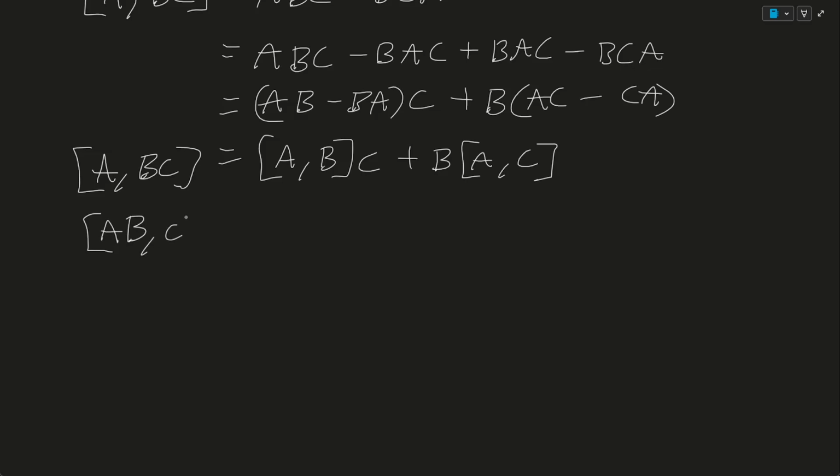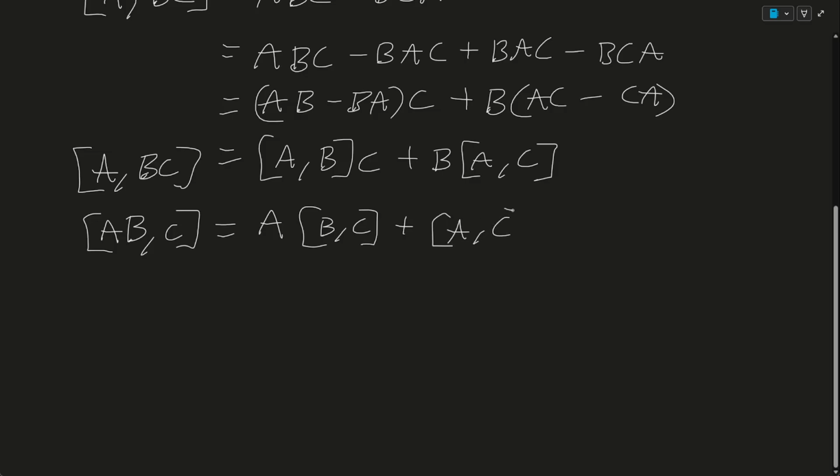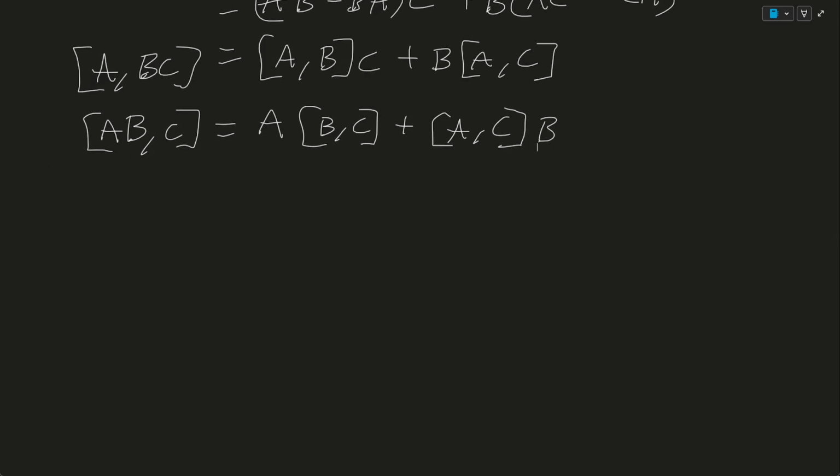[AB, C] is going to be A[B, C] plus [A, C]B. Nice. And these are some useful fundamental rules of operator algebra.